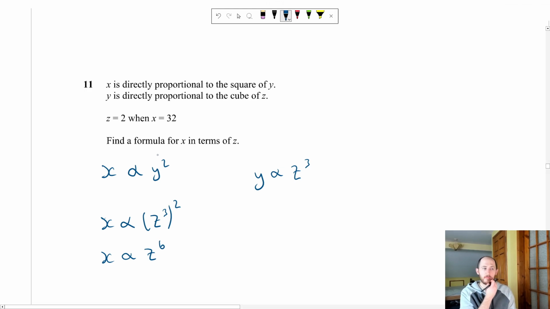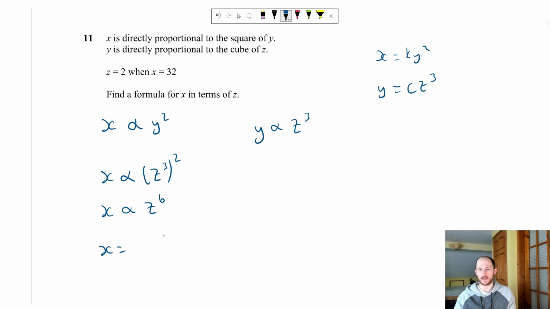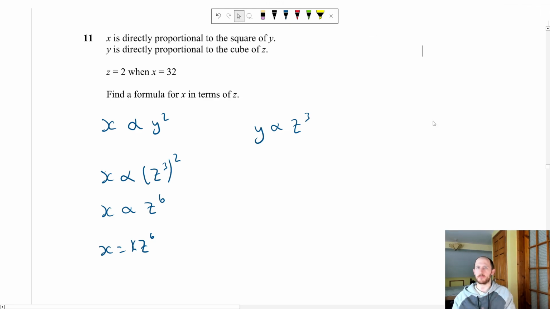Now, the way that a lot of other places or a lot of mark schemes will do it is they'll write x equals ky squared and then y equals cz cubed, and then they'll sub them in, and then you'll have two different constants, but they'll treat that as one big constant, which is the same as what I'm about to do. I'm just going to write x is equal to kz to the power of 6, but I just want you to be aware that sometimes they'll sub it in like this and then treat k and c as one big constant together, which I don't personally like because I think it doesn't make much sense to do it that way.